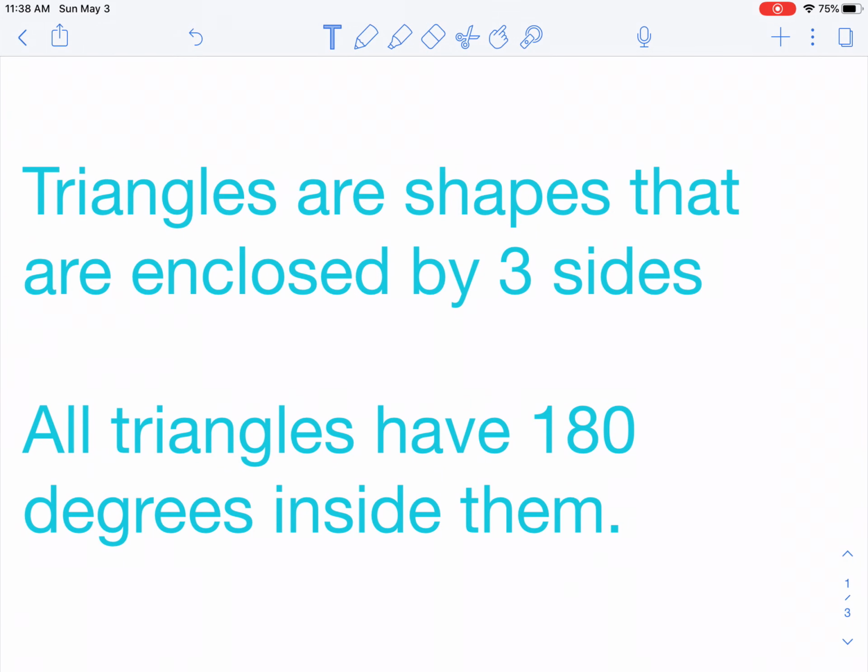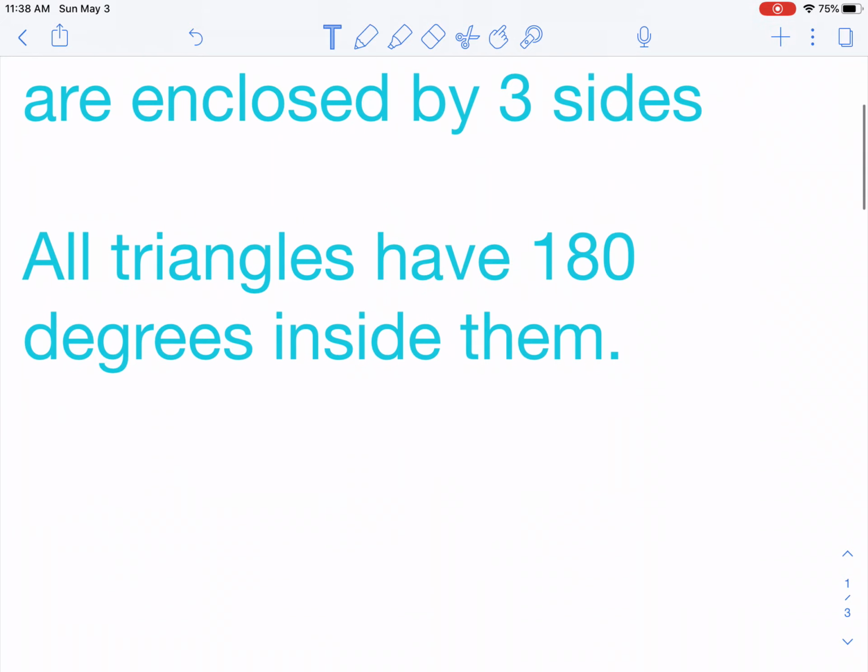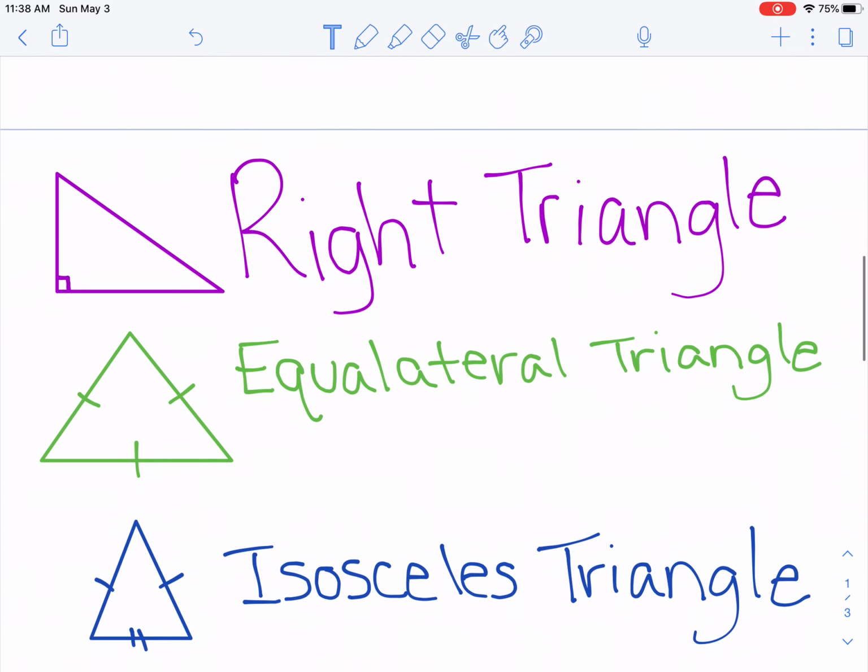All right, today we're going to take a look at triangles. Triangles are shapes that are enclosed by three sides. All triangles have 180 degrees inside them. Then there are types of triangles.